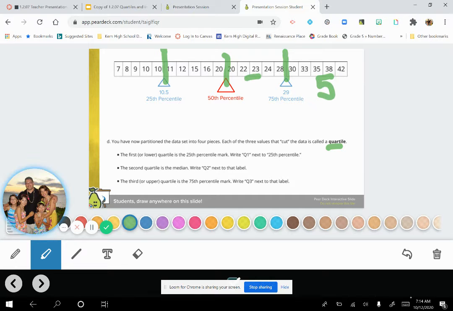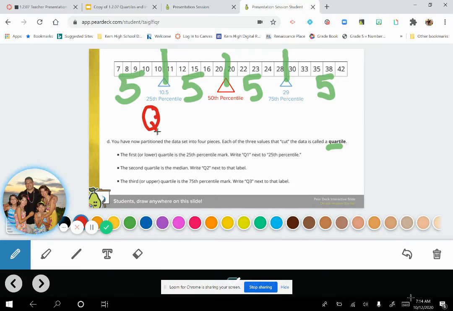There are 5 here, there are 5 here, there are 5 here, and there are 5 here. Okay. What we're doing is we're separating it up evenly. Okay, so the first quartile is the 25% mark. We call this quartile 1. So we'll represent it with a Q1.